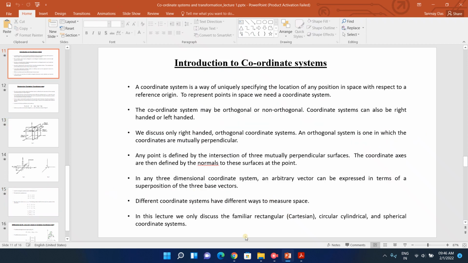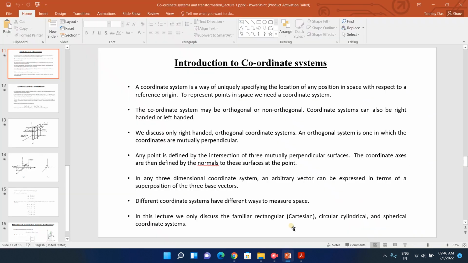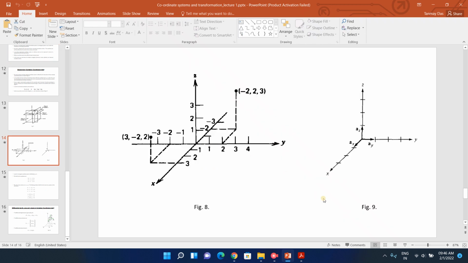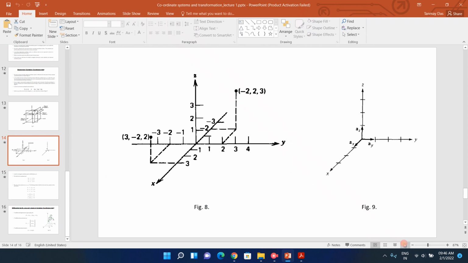So the vector part we will discuss in the next class. Any more questions from your side? Sir, for the range of the x-axis, y-axis, and z-axis, we include -infinity and infinity.